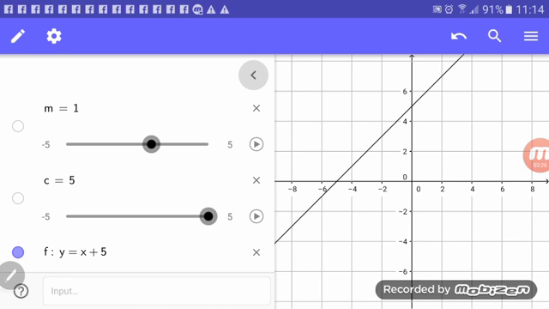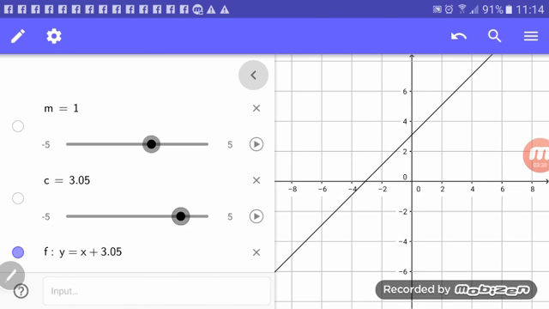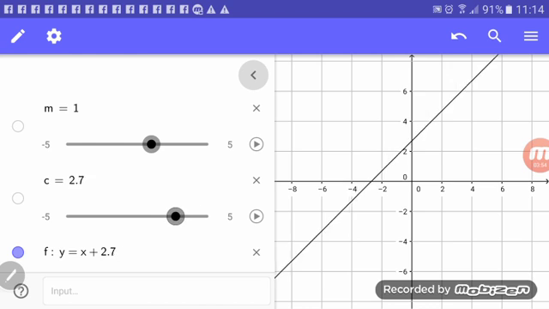If I move it lower, let's see if I can hit 4. Okay, our y-intercept is 4. If you look at your graph, at positive 4 on the y-axis, that's the vertical axis. Then if you look at our equation, it is y equals x plus 4. And it continues in this fashion and it doesn't stop.